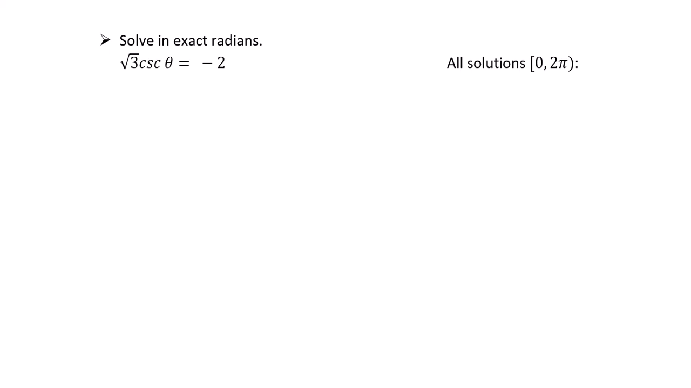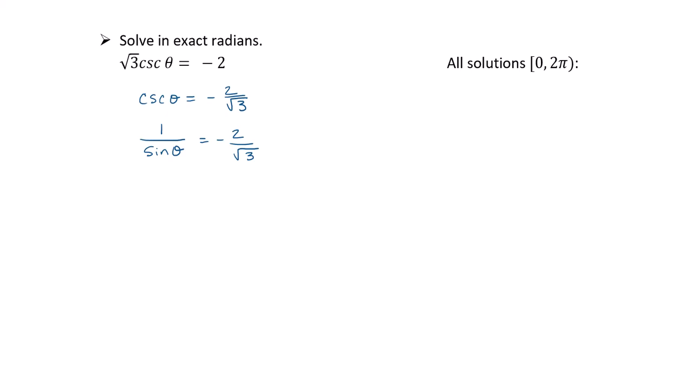Solve in exact radians. Square root of 3 cosecant theta equals -2. We'll find all solutions from 0 to 2 pi. So first let's go ahead and solve for cosecant theta. Cosecant of theta is -2 over the square root of 3. Now I know the cosecant of theta is the same as 1 over sine theta. So let's go ahead and use that identity to change this to being in terms of sine instead of cosecant theta.